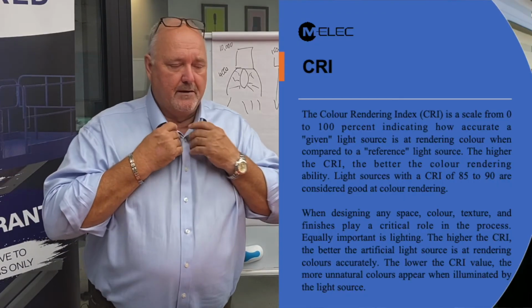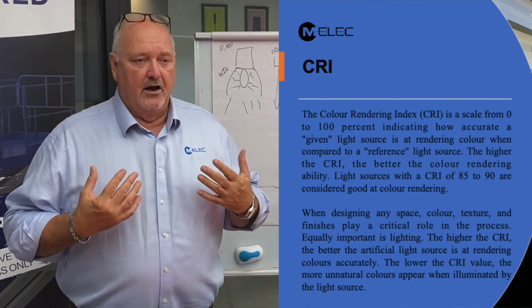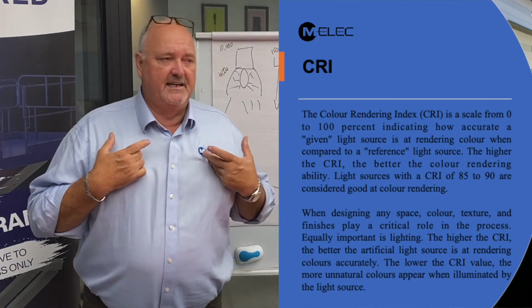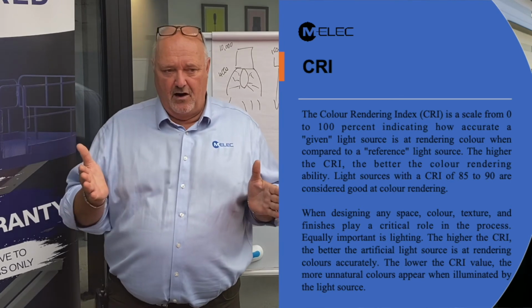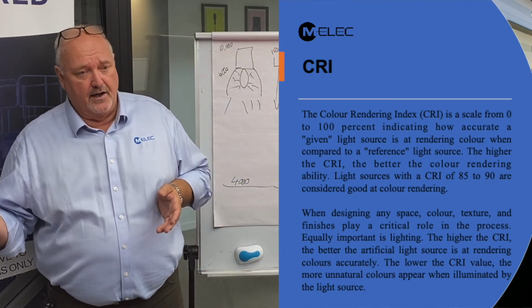A poor CRI will make my shirt look grey. A good CRI will make it look blue, right? It's a blue. So we want a CRI of 85 to 90, which is okay. If we can get 90 and over, that's what they class as a high CRI.